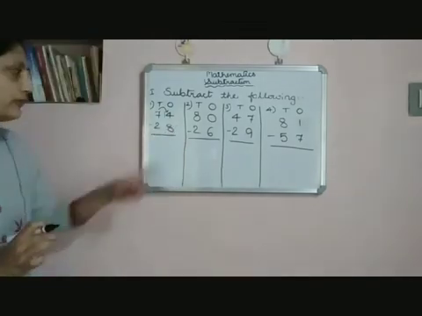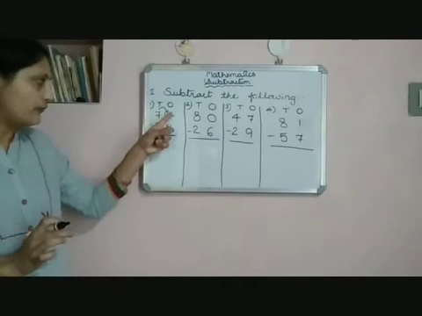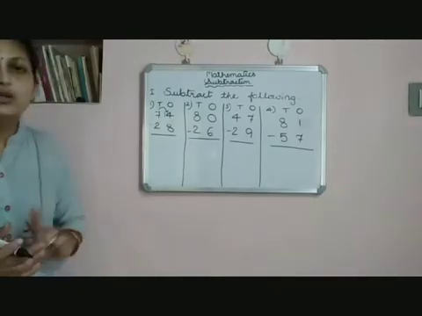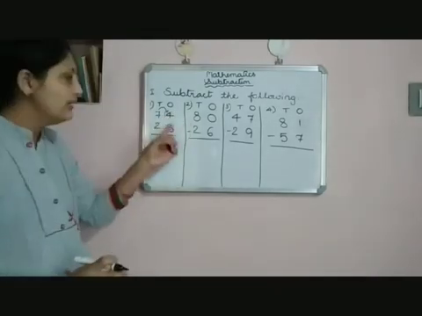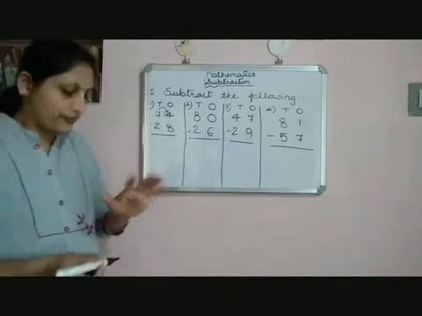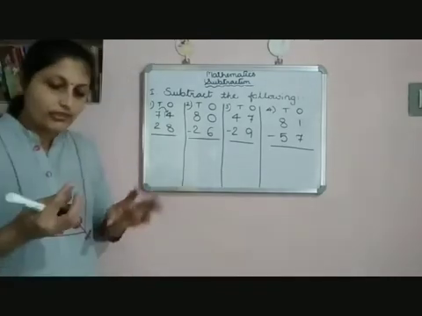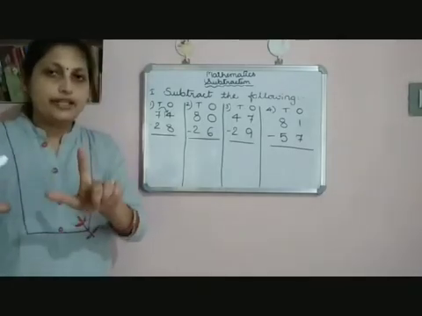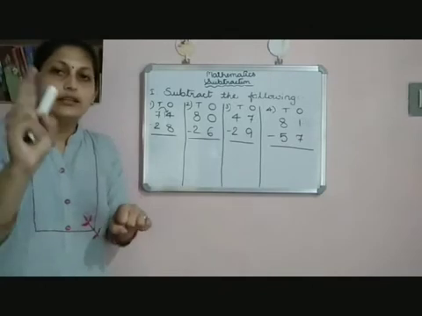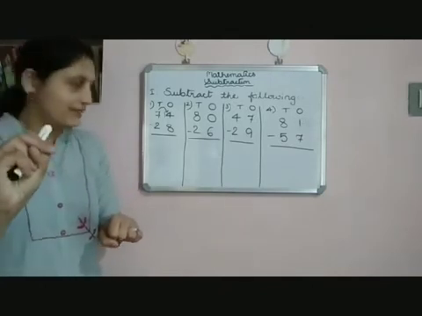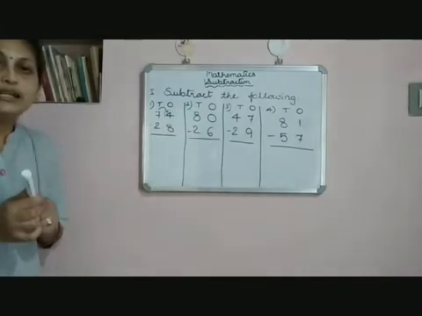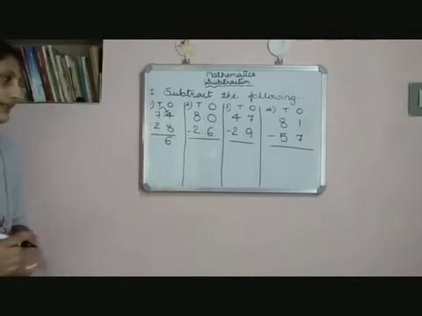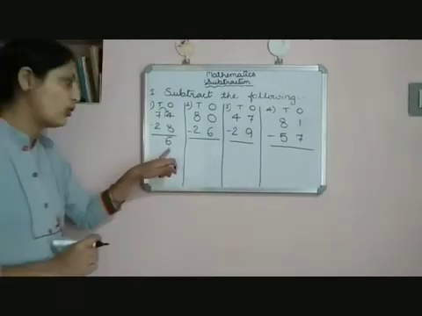Now you can remove. 10 plus 4 is 14. So 14 ones minus 8 ones is possible. We can remove 8 ones from 14 ones. So 14 in your mind, 8 in your hand. 14 before 13, 12, 11, 10, 9, 8, 7, 6. So 14 minus 8 is what? 6. Write it in the ones column.